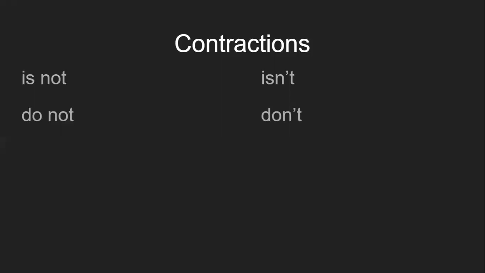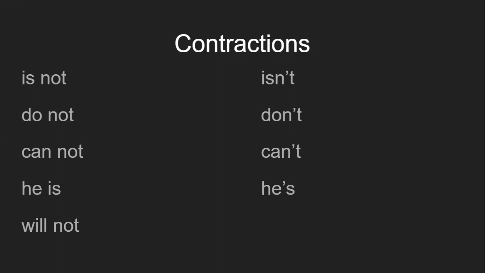Do not becomes don't. Cannot becomes can't. He is becomes he's. This last one is a little bit trickier because it doesn't follow the same rule of removing a letter or letters. This word actually changes a little bit. Will not becomes won't.